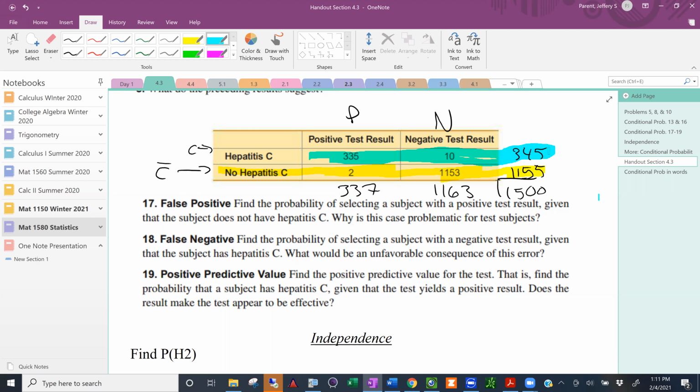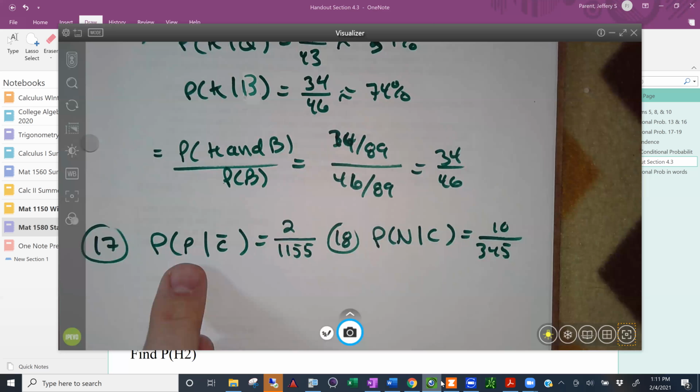Let's take a quick look back at these two follow-up questions. Why is this case problematic for test subjects? We're back to problem 17 here. That's the probability of a positive result given that you don't have hepatitis C. What's the problem here? That person doesn't have hepatitis C. It's a false positive. You don't have the disease, yet you're told you do. That's going to cause a lot of stress and worry and follow-up tests. So that's kind of a bummer.